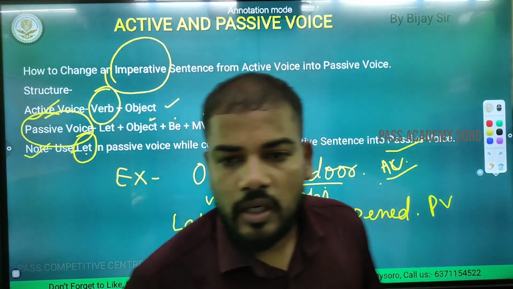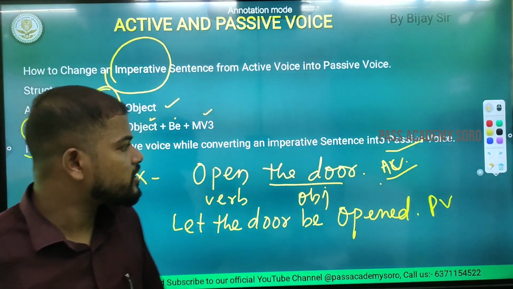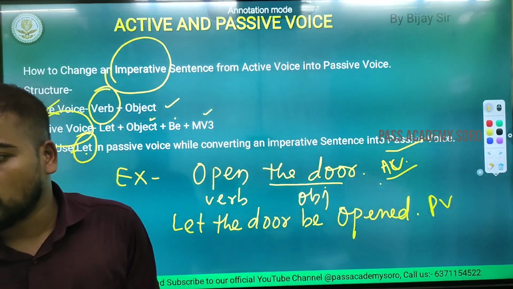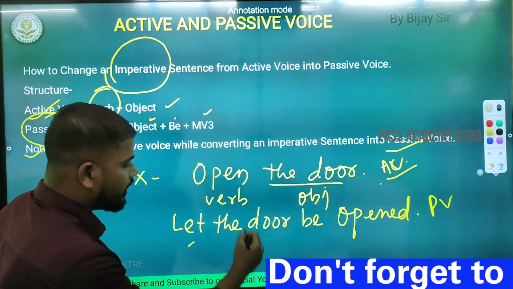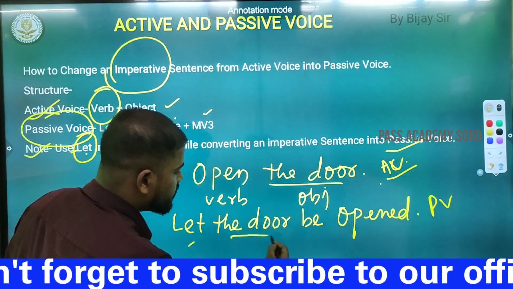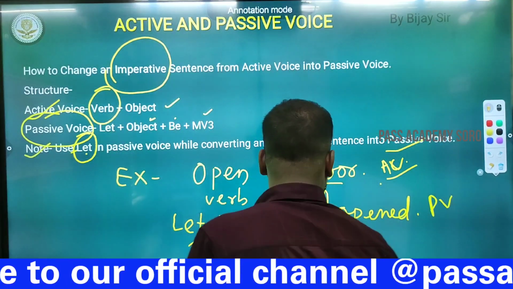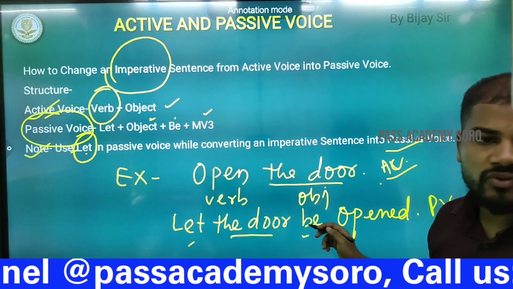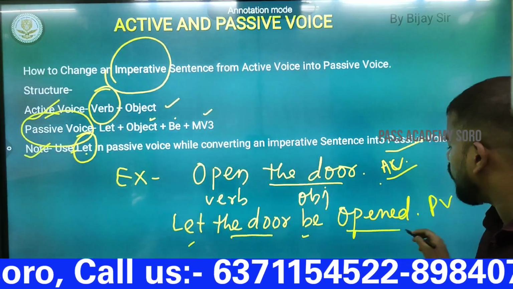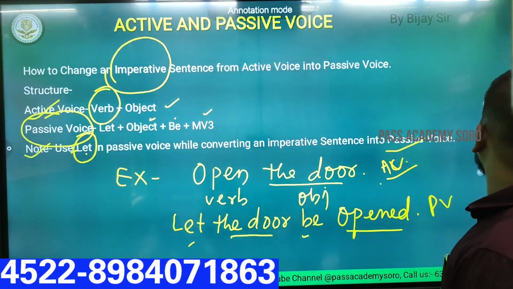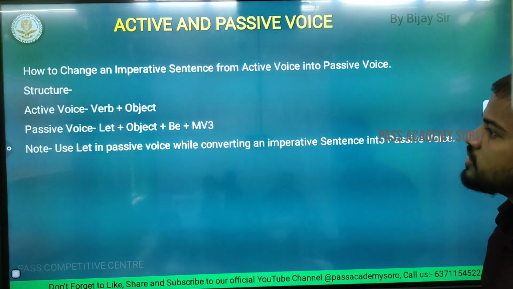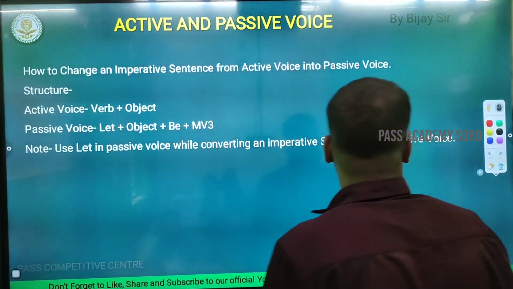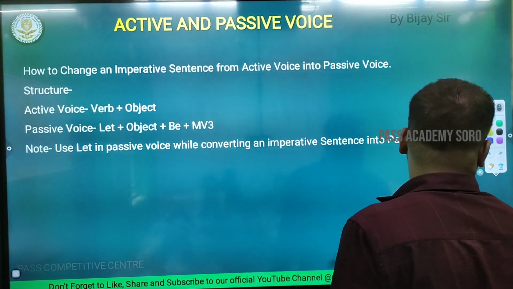So it's very simple how to convert an active voice into passive voice, which is in imperative form. Open the door: we use let, then the object, then be, and the third form of the verb, open. I hope you understood, dear student, how to change an imperative sentence into passive voice.